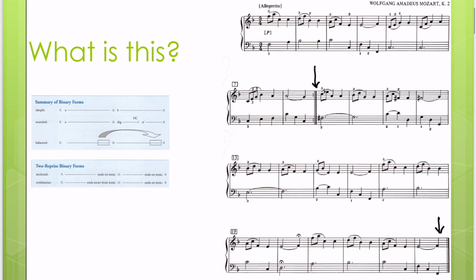Now we're going to play a game called What Is This? I've got a bunch of binary pieces here that we're going to analyze together. The first one is by Mozart, K2. He was probably all of like 5 years old when he wrote this. He was a homeschooled child and his father was his teacher, so I'm sure he had a lot of one-on-one help from his dad in writing this. Nevertheless, it's a very good piece for a 5-year-old.